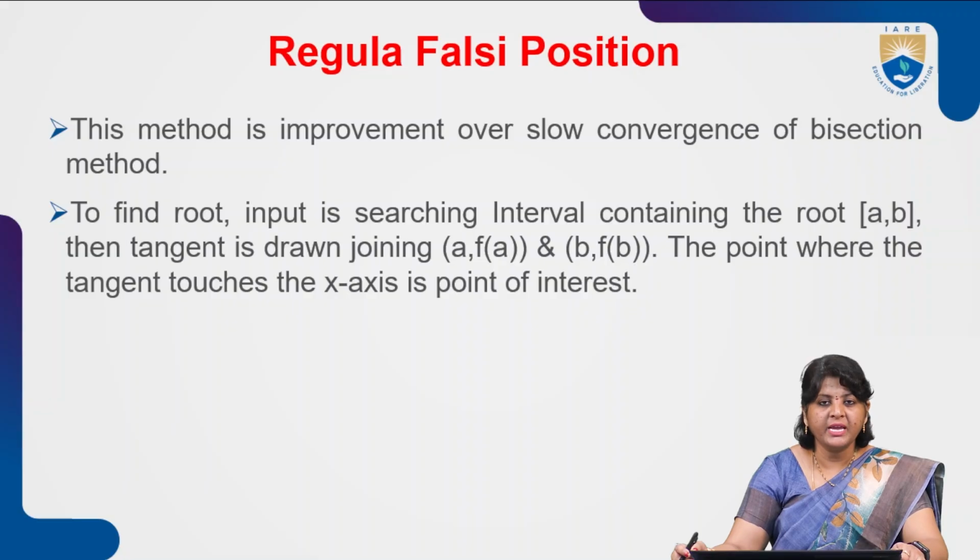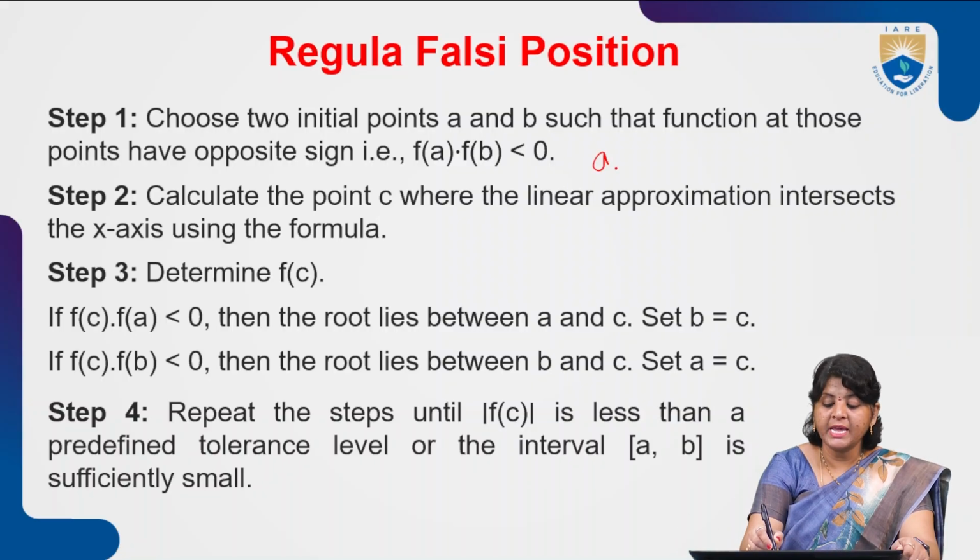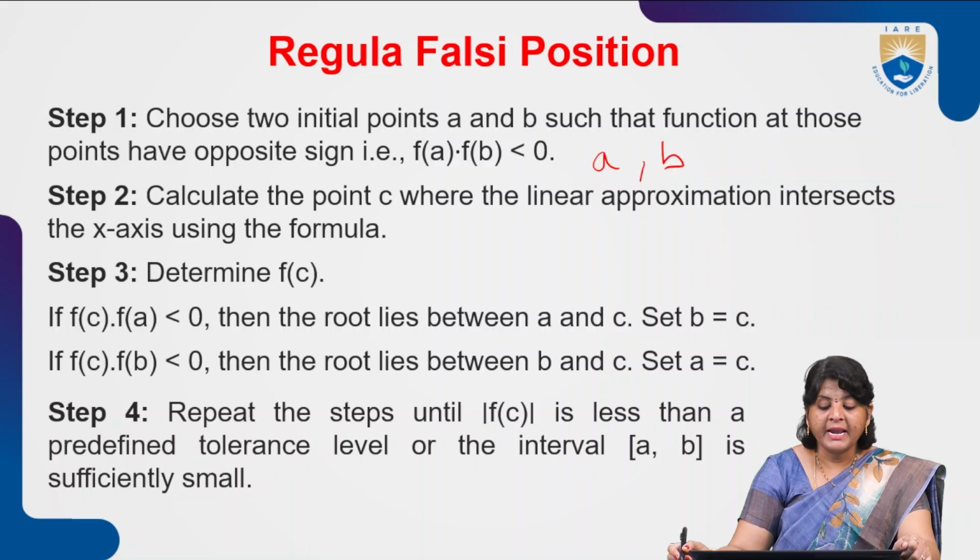The initial guesses should be a, b. Then the tangent is joining a, f of a and b, f of b. The point where the tangent touches the x-axis is the point of interest. Now, to apply this algorithm, choose two initial points a and b such that the function at those points have opposite signs. Same as the bisection method, the initial values a and b need to be selected. And here is a condition that f of a into f of b should be less than 0.